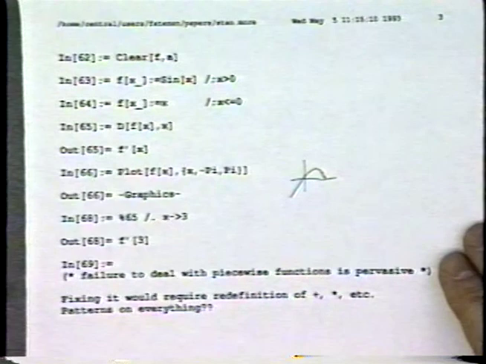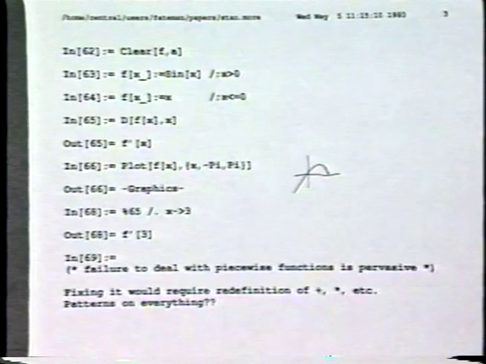You and I could differentiate it. We could integrate it. We could do all kinds of things with it. We could evaluate it at a given point, evaluate the derivative at a given point. What can Mathematica do? Mathematica can evaluate it at a point. That's all. It doesn't know anything else about that function.